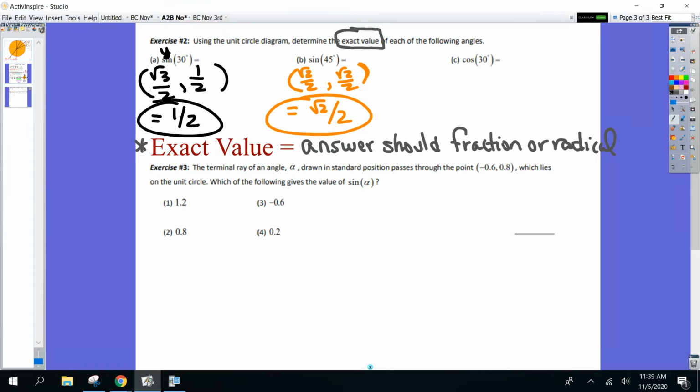Square root 3 over 2. Comma. I just want the full coordinate first. Oh, square root of 3 over 2 and then 1/2. Good job, yep. And you guys are finding cosine of that.